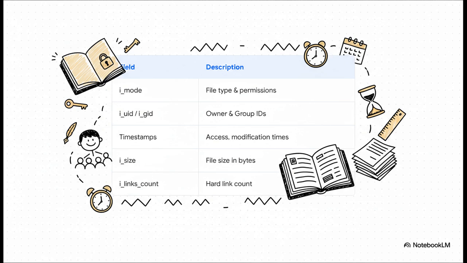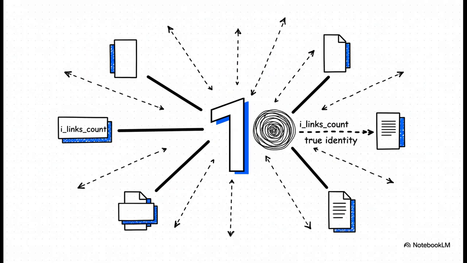The i_mode tells you who's allowed to read the book, the permissions. The user and group IDs, that's kind of like the author and the publisher. The timestamps tell you when the book was last checked out or published. And the size is just the number of pages. See? It all maps.